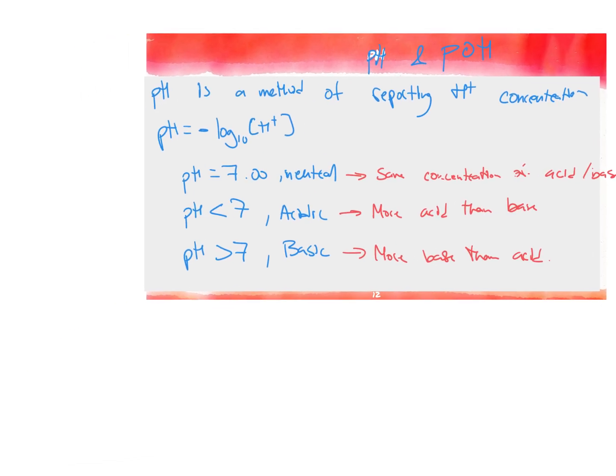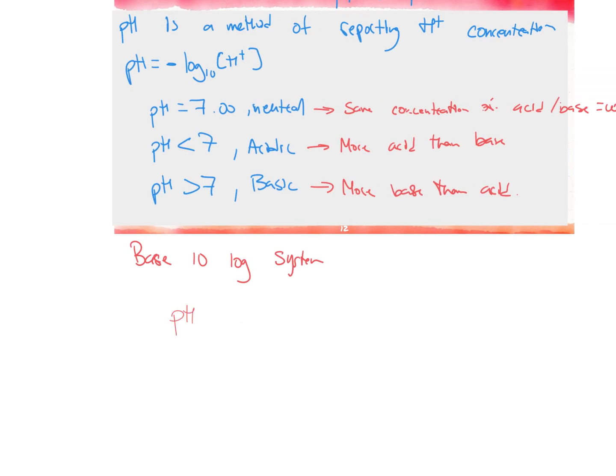Now, the important thing to remember here too is that it is a base 10 log system. What that means is that a pH equal to 3 is 10 times more acidic than a pH that equals 4. It's not 1 times more, it's not a little bit more, it's specifically 10 times more. So if you go down by a number, that means it is 10 times more acidic.